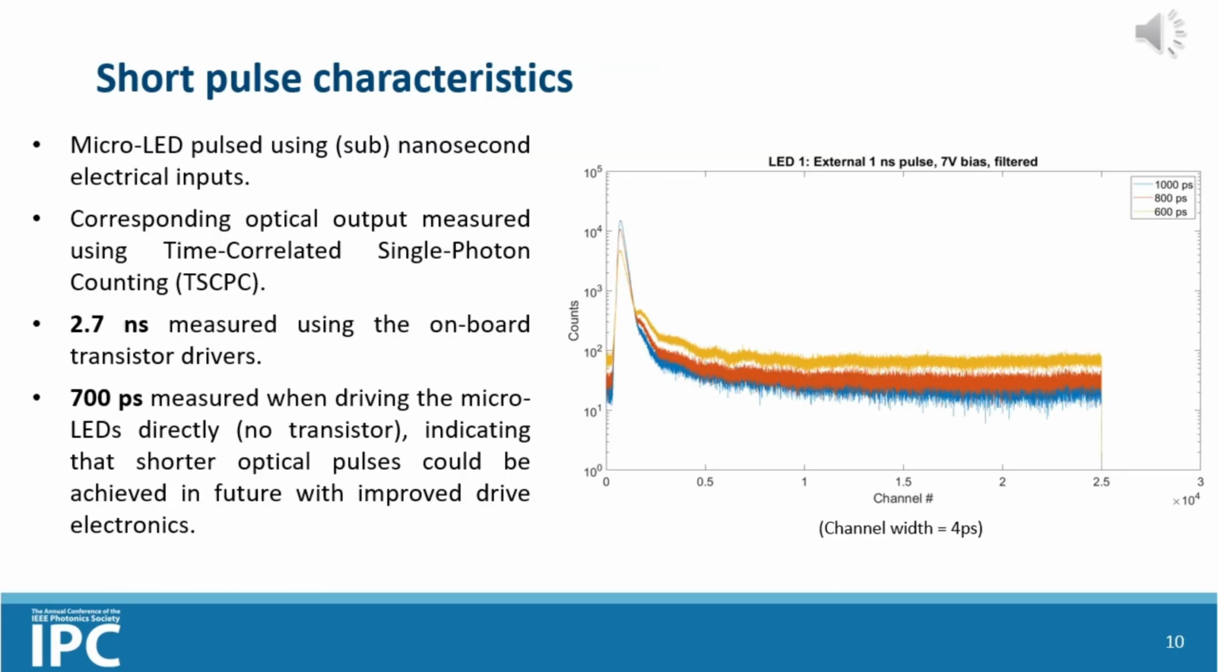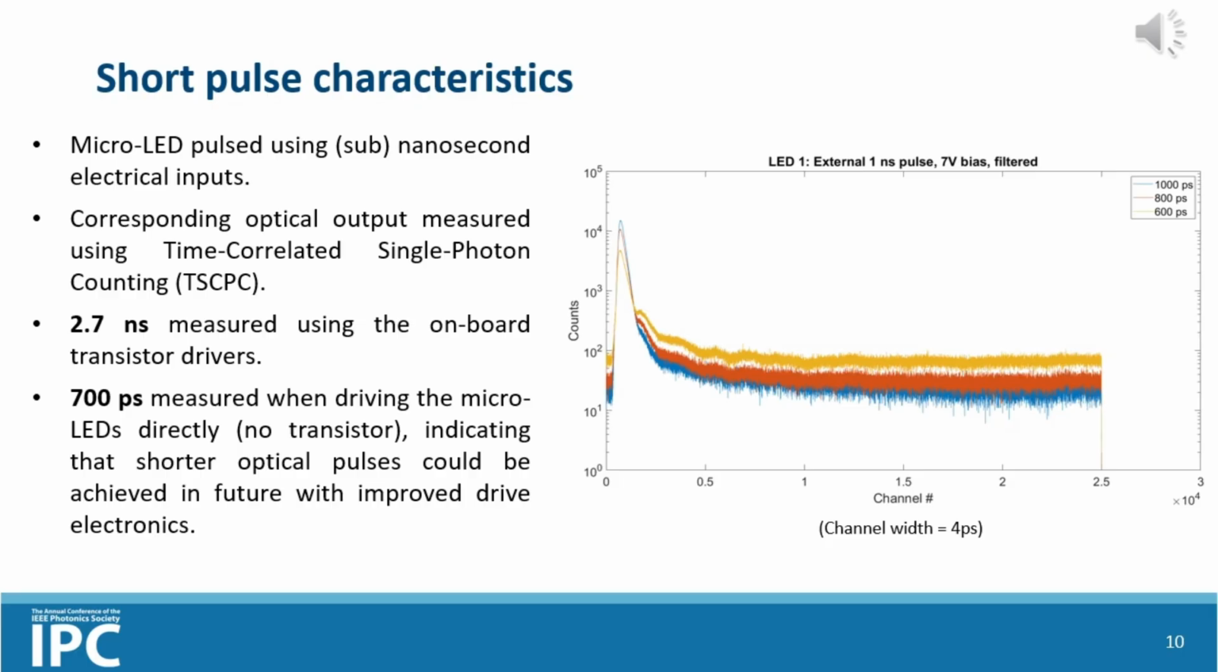This slide shows some of our preliminary results. Here we are showing the pulsing of the micro-LEDs. As I mentioned earlier, we want to be able to pulse the LEDs on and off as rapidly as possible so that we can exchange the QKD information as rapidly as possible. Here the LEDs are being electrically pulsed using nanosecond or sub-nanosecond electrical inputs, and then the corresponding optical signals are being measured using time-correlated single photon counting. When we interface with the LEDs through the transistors on the test PCB that I showed you on the previous slide, we were able to obtain pulses with widths of about 2.7 nanoseconds.